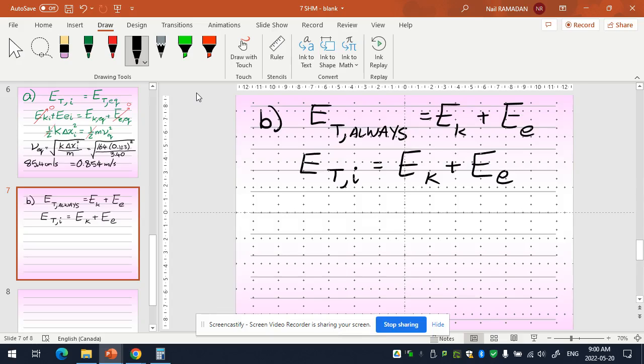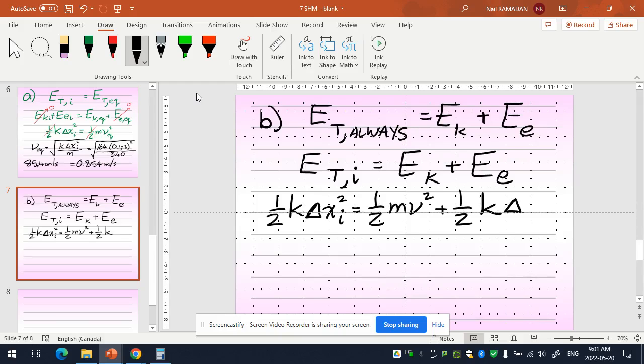What do we know about the initial step? We know that EK is 0, but EE is half K delta X squared. So we can just say half K delta X squared initial must equal half M V squared at any moment plus half K delta X squared at any moment. That's it. We just need to solve this now.